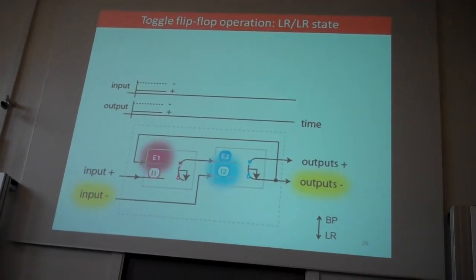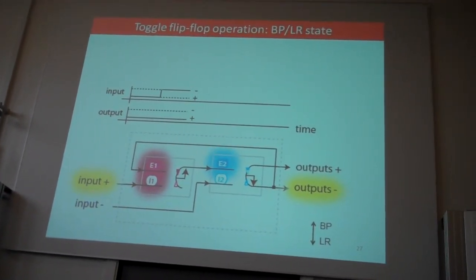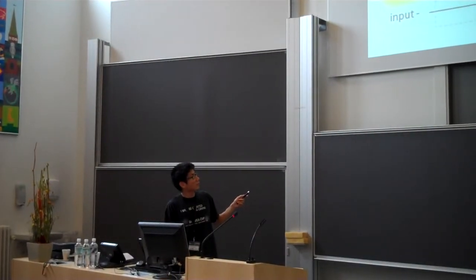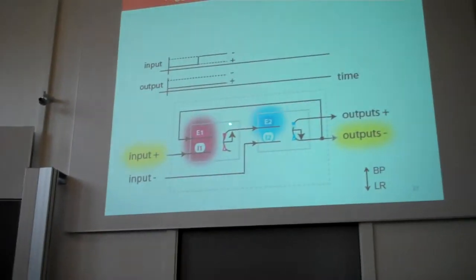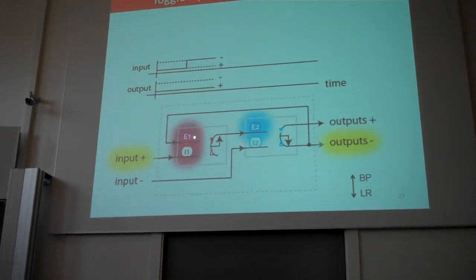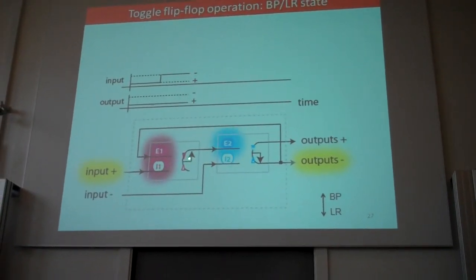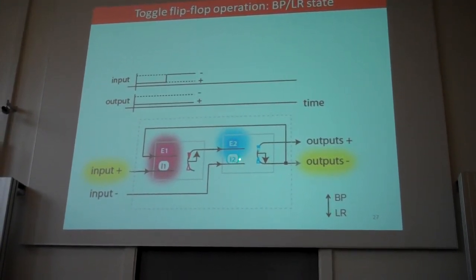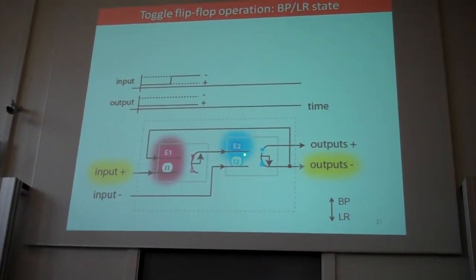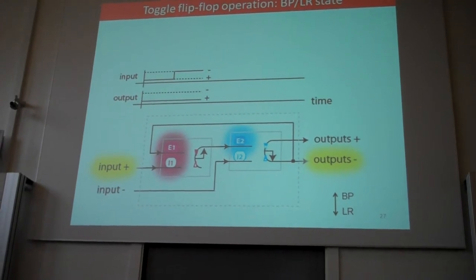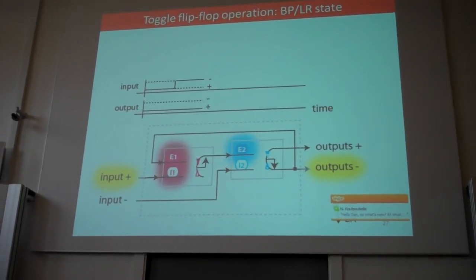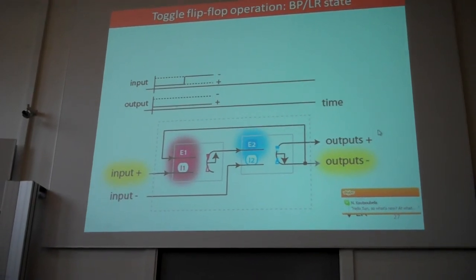If I switch the input to input plus, what happens is that here you now have integrators coming in and you have exogenous coming in. So you express this bit, and you have both integrators to switch it to the BP state. So this bit switches, but this other bit no longer has integrators coming in, so it remains in the current state. So the state of the output doesn't change.